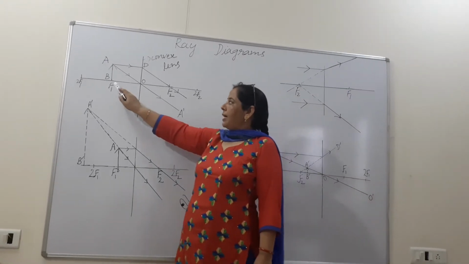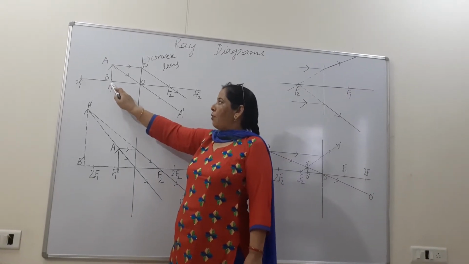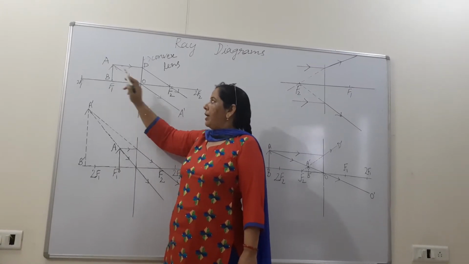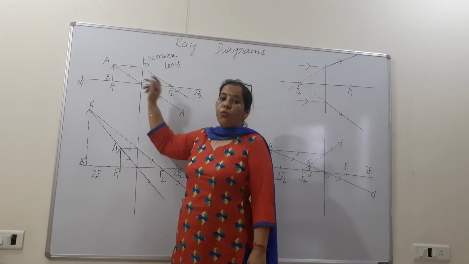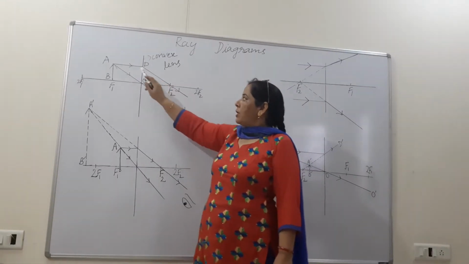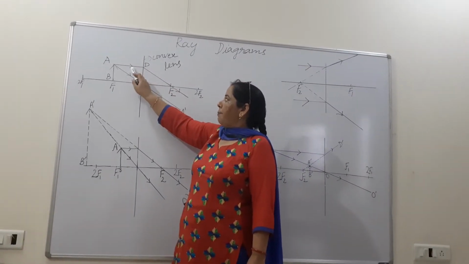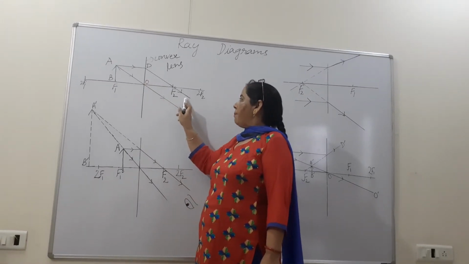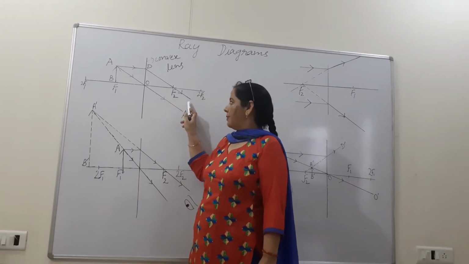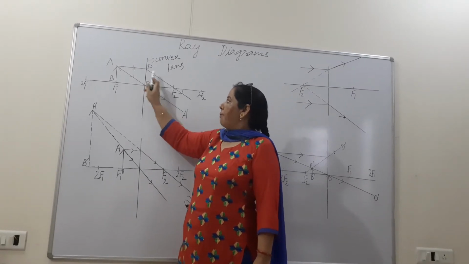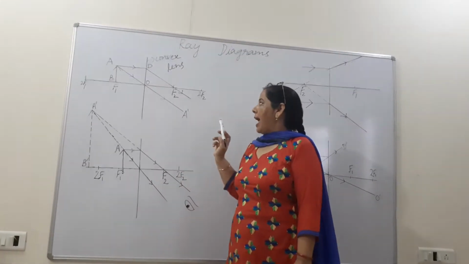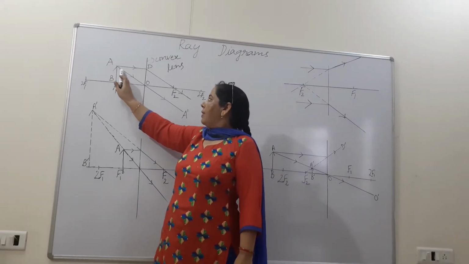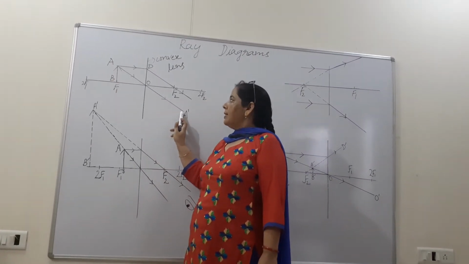Now, the object is given at point F1. We situate the object AB at point F1. Then we have to take a minimum of 2 rays. The first ray is always taken parallel to the principal axis, so its refracted ray will pass through the second focus. Arrows are a must for the incident ray as well as for the refracted ray. The second ray will pass through the optical center.